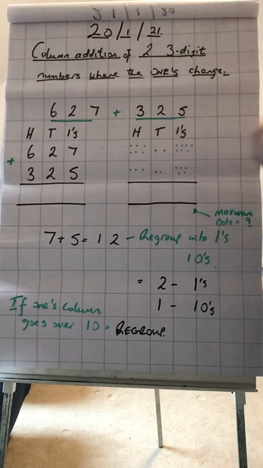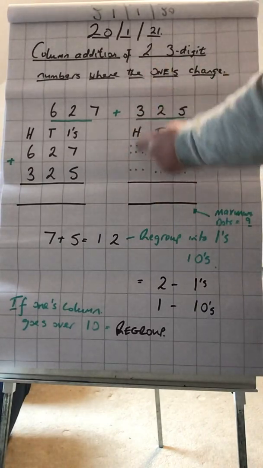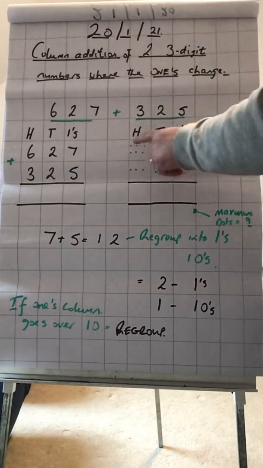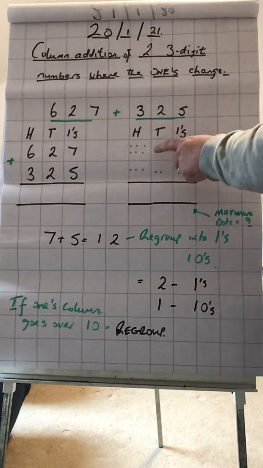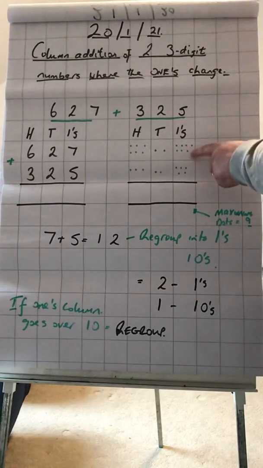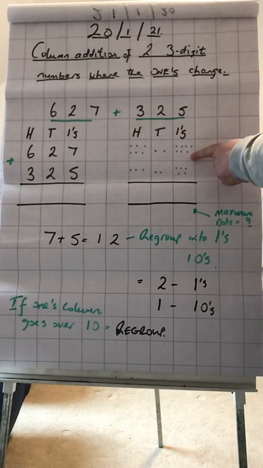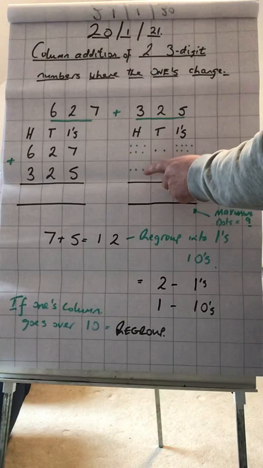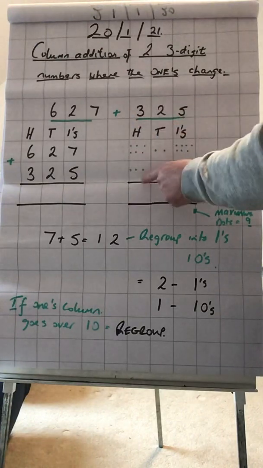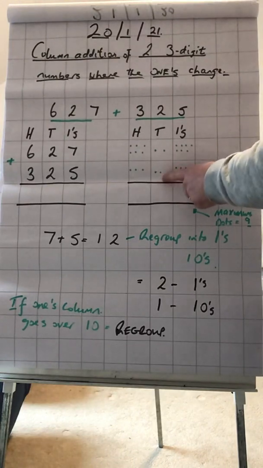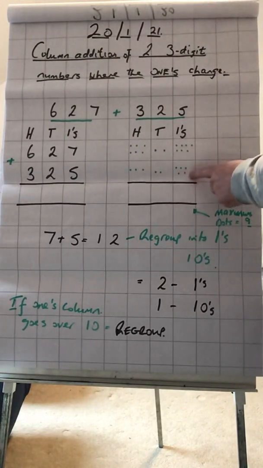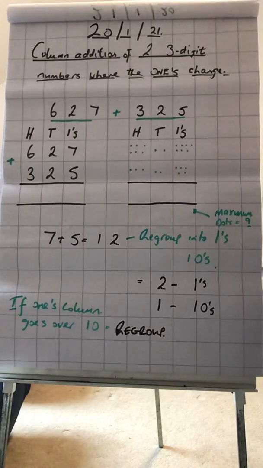Now I've shown you how to do it visually. Instead of a number, you've got dots, and each dot represents the correct value according to what place it's in. So 627 in terms of dots is 6 dots in the hundreds column, 2 dots in the tens column, and 7 dots in my ones column. 325 is written the same way: 3 dots represent 300, 2 dots represent 20, and 5 dots represent 5 ones.